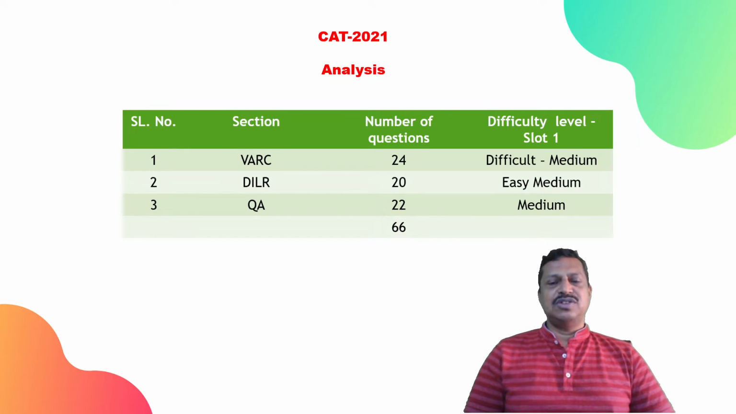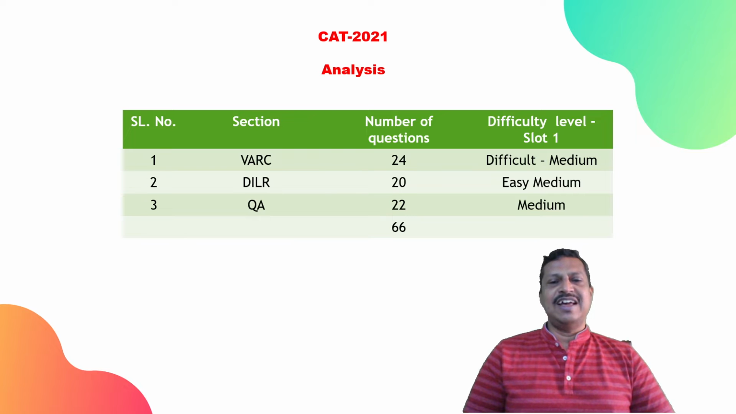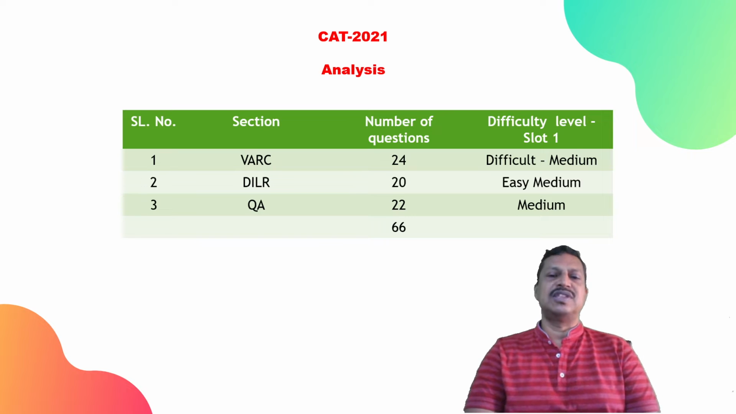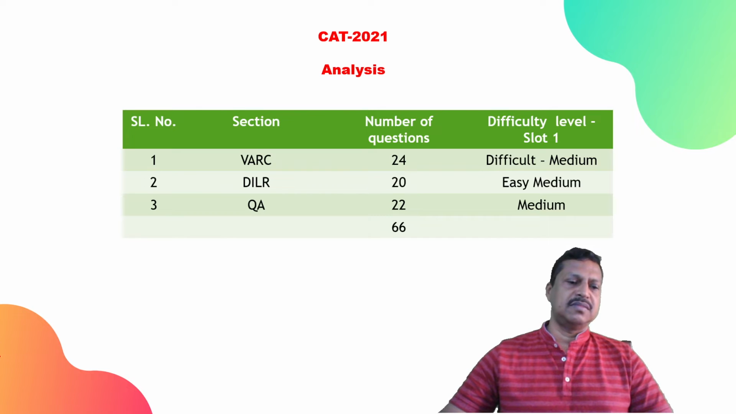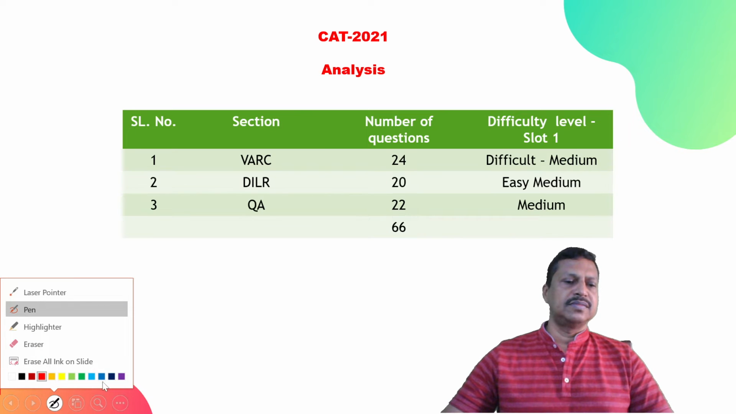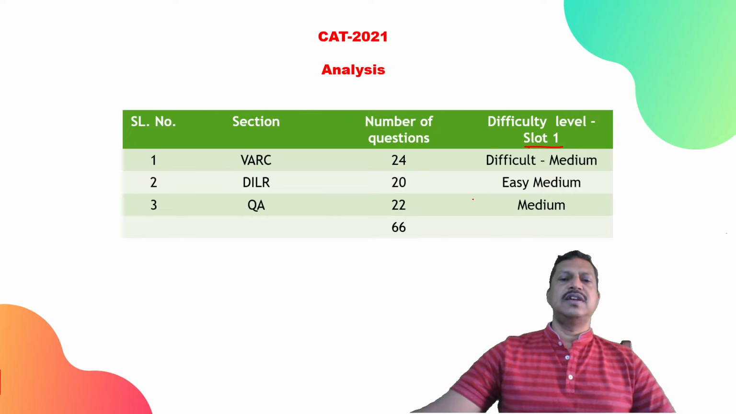I'll just talk about three slots with respect to number of questions, which are the same, I know it, and difficulty level. And of course, I'll be talking about the effect of the change that happened. That's very important. And what is the suggested cutoff for, say, 99 percentile, or the suggested marks or cutoffs. All those things we will be discussing. So here you go. With respect to slot number one.